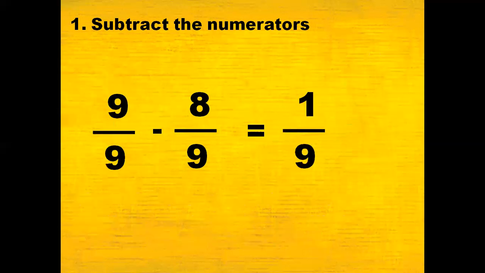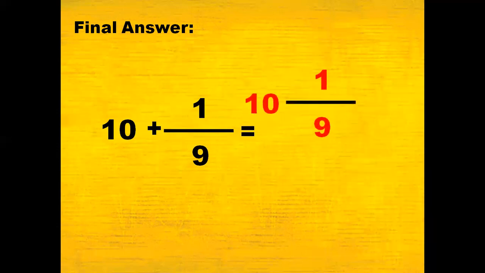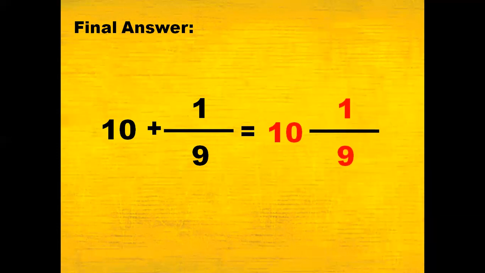So subtract the numerators. So 9/9 minus 8/9. 9 minus 8 will give us 1, and copy the denominator 9. So we have 1/9. And for the final answer, add the whole number. The whole number is 10 plus 1/9. So 10 plus 1/9, the answer is 10 and 1/9. So the final answer is 10 and 1/9.